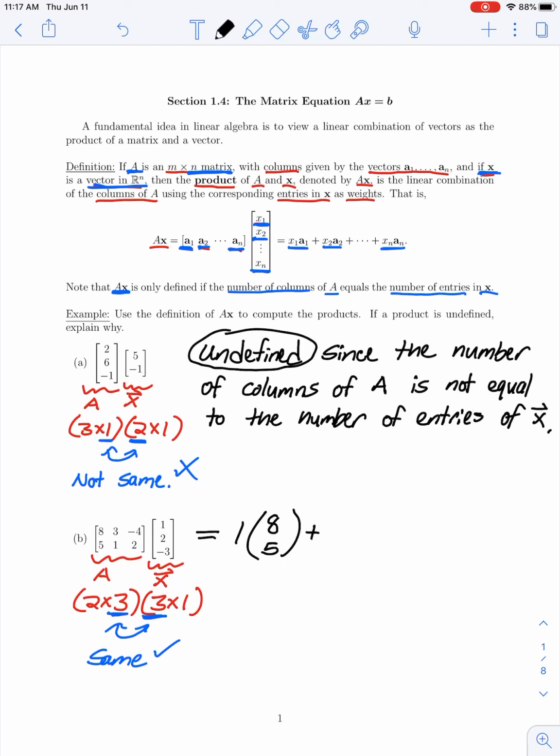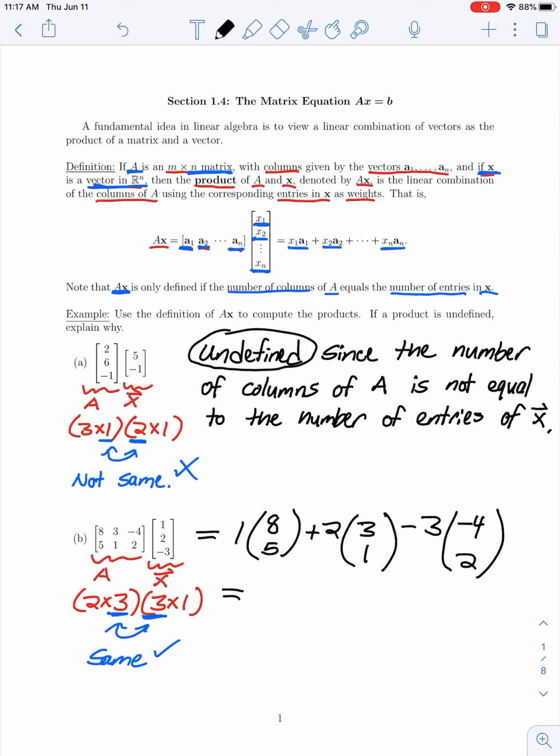Then we add, for our next weight, we take the second entry of the vector x, which is 2, times the second column of A, which was the vector 3, 1. And then we add the third entry of x, which was a negative 3, times the third column of A, which was negative 4, 2. And so let's now simplify this expression using the vector operations that we saw in section 1.3.